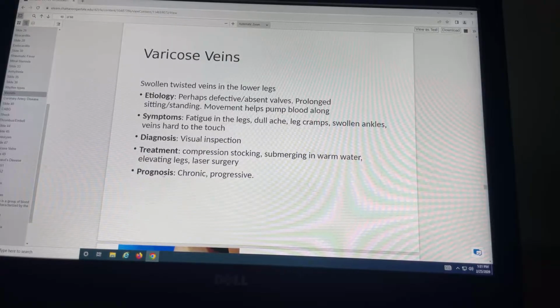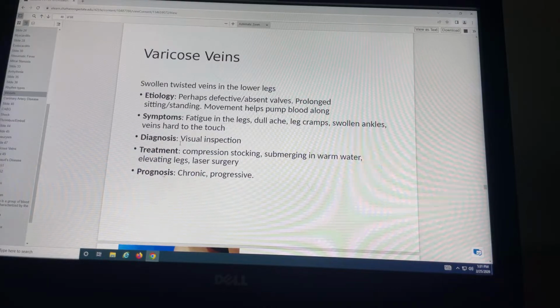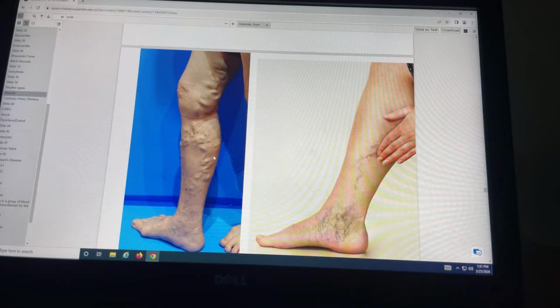Symptoms, your legs just feel tired and hurt. This is just because they're being overused. Leg cramps, swollen ankles. The veins will start feeling more stiff and hard. Diagnostic wise, you just kind of see it. There's not a special test. You don't need a special test to diagnose that. You just see it, right?